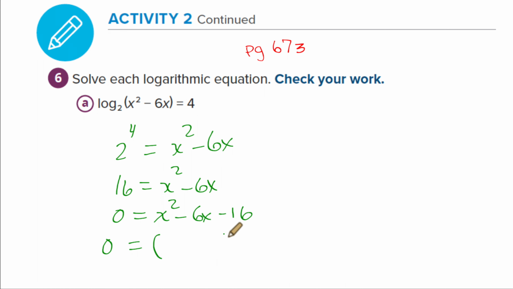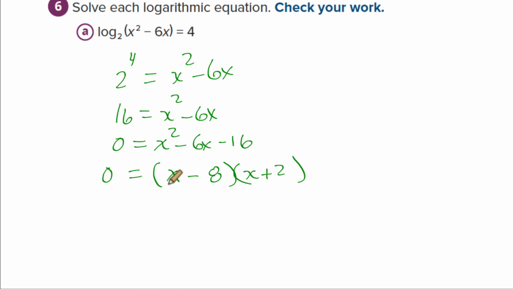Factoring, you're not done with factoring. So this is going to equal what? It's got to multiply to negative 16. It's got to add to negative 6 here. So we've got to do x − 8 and then x + 2. That's how that's going to factor, right? And then we set each one equal to 0. So let's scroll down a little bit here. We're going to get x − 8 is going to equal 0, or x + 2 is going to equal 0. So we get x equals 8, or x equals negative 2.